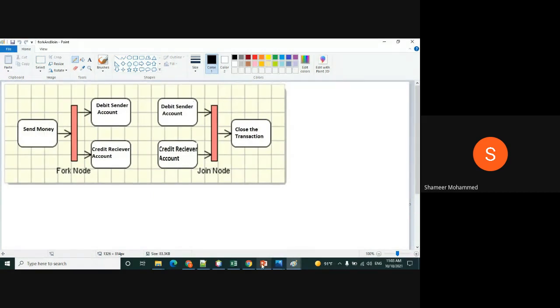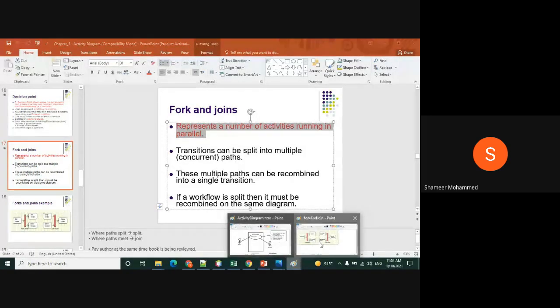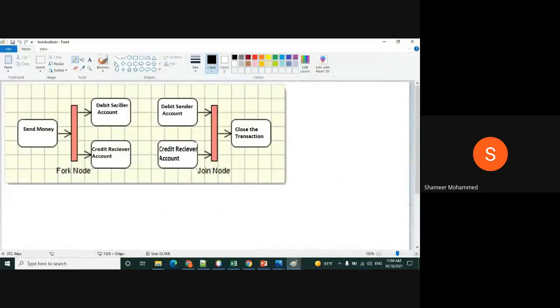You understand? This is what is explained here, fork and join. It represents a number of activities running in parallel. So what is running in parallel? This activity and this activity, both are running in parallel. And finally, they are merged to form a single activity. Is this clear?